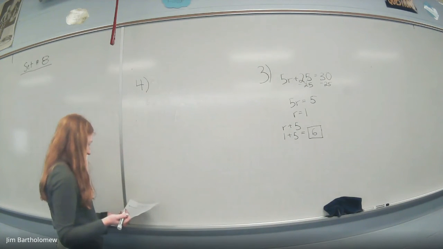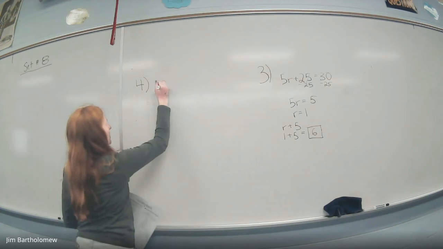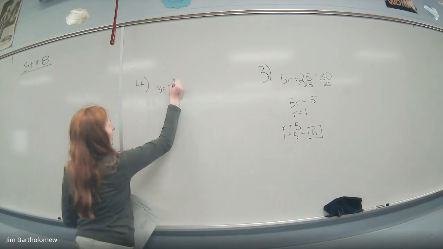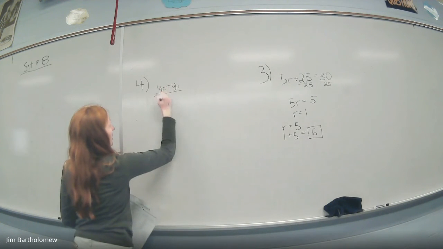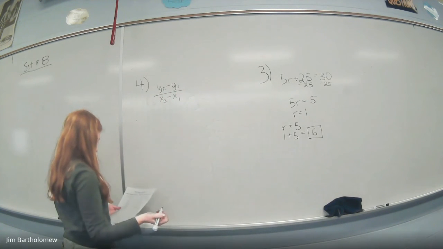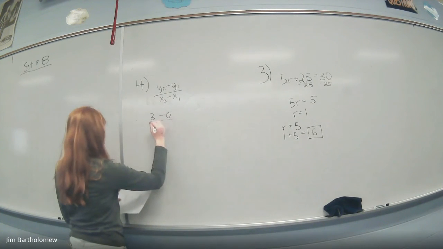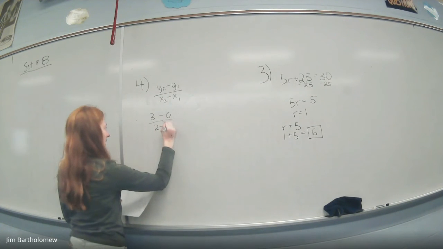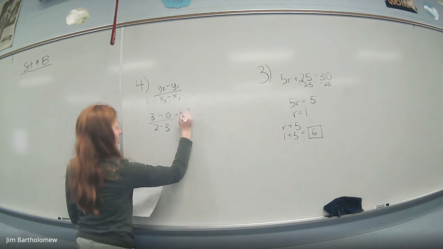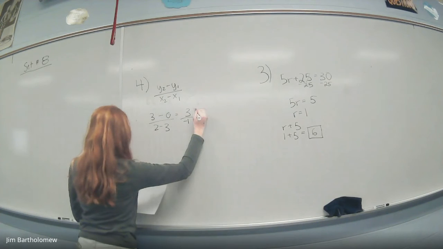The way we did that is we found the slope first, which is y2 minus y1 over x2 minus x1. So we did 3 minus 0 over 2 minus 3, and that's going to be 3 over -1, which is -3.